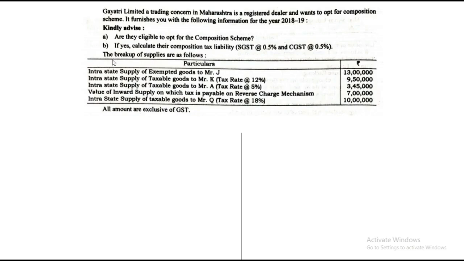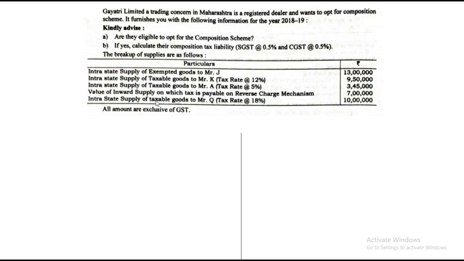The breakup of supplies is as follows. We have an intrastate supply, again an intrastate supply. We have three different supplies to three different people. Value of inward supply, so there is one inward supply, and lastly again an intrastate supply. So we have four supplies and one inward supply. The rule was that anything which you are supplying can get added to our aggregate turnover. Any inward supply, that is a purchase, cannot get added to our aggregate turnover.